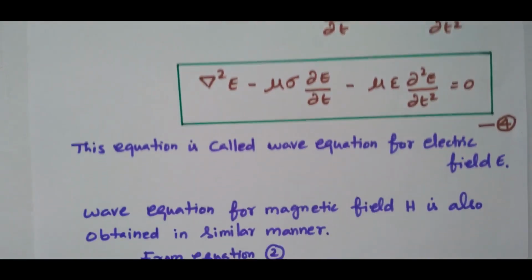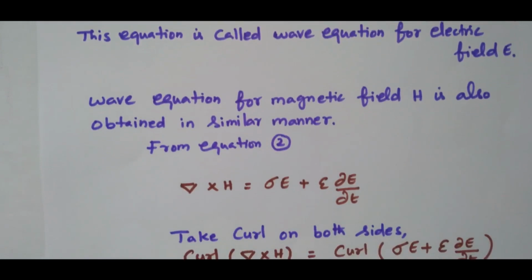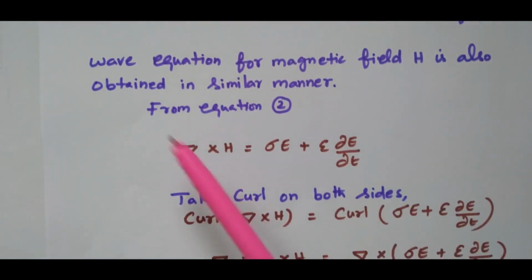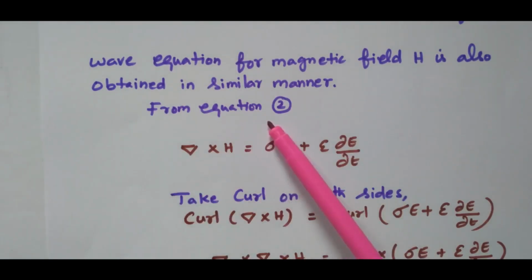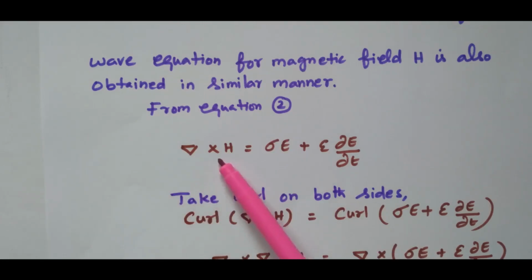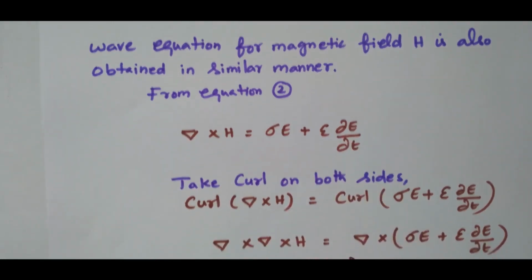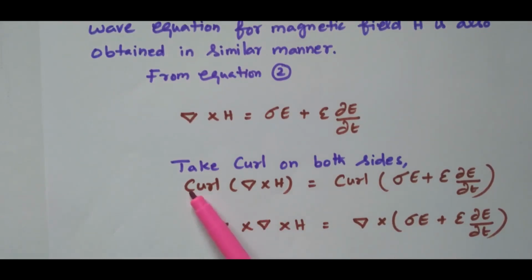Similarly, we can find the wave equation for the magnetic field. The wave equation for magnetic field H is also obtained in a similar manner. We start from equation 2: del cross H equal to sigma E plus epsilon dou E by dou T. Now take the curl on both sides: curl of del cross H equal to curl of sigma E plus epsilon dou E by dou T.